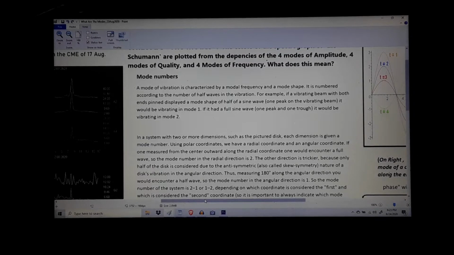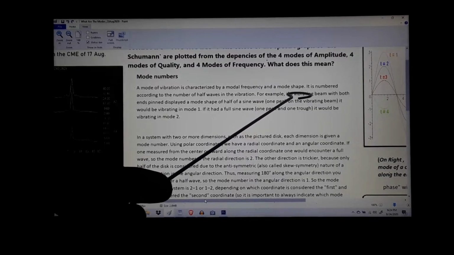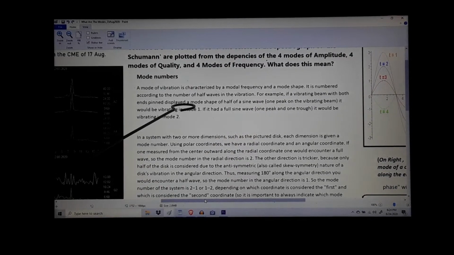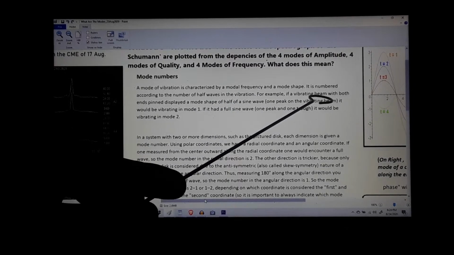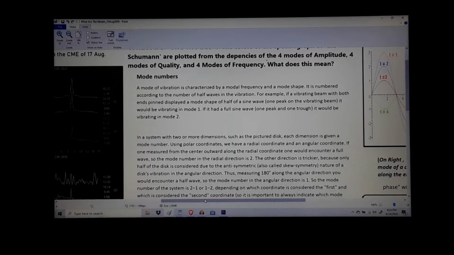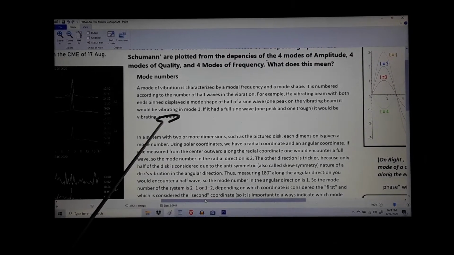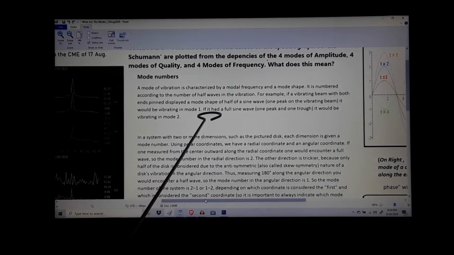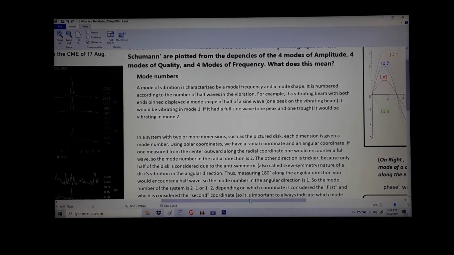All right, so the mode numbers. A mode of vibration is characterized by a modal frequency and a modal shape. It is numbered according to the number of half waves in the vibration. For example, if a vibrating beam with both ends pinned displays a mode shape of half of a sine wave, one peak on the vibrating beam, it would be vibrating in mode 1. If it had a full sine wave, one peak and one trough, it would be vibrating in mode 2.